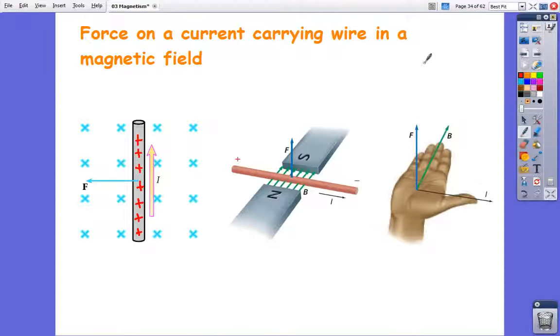To help you memorize the direction of the force, we can use the right hand rule. Here the thumb is the current, the other 4 fingers are B, and the force is in the direction of the palm.